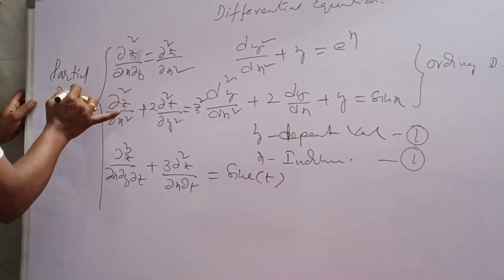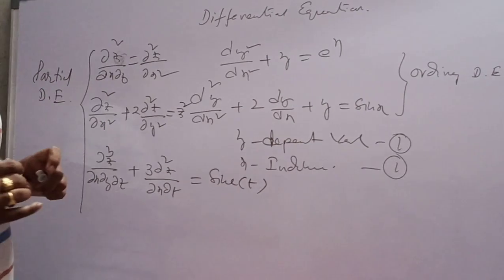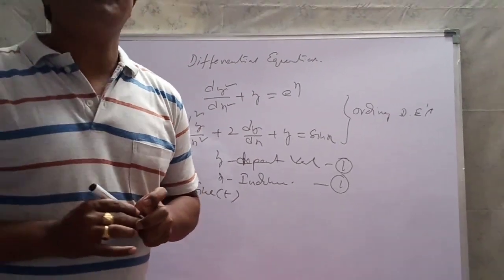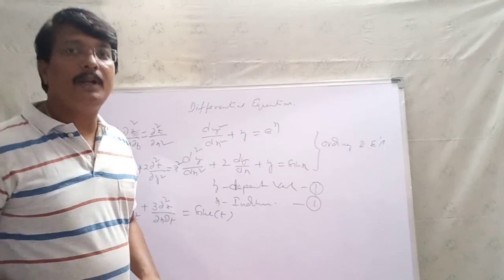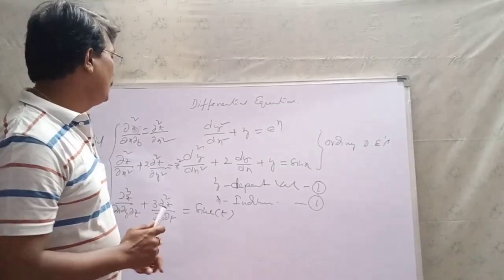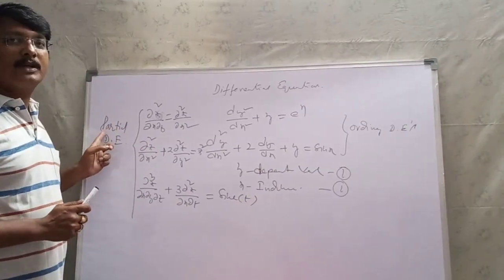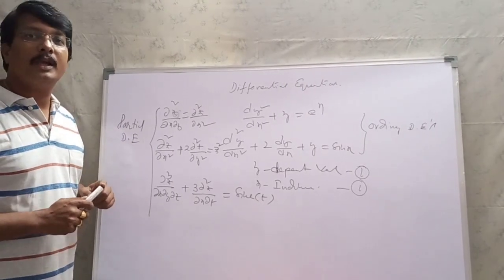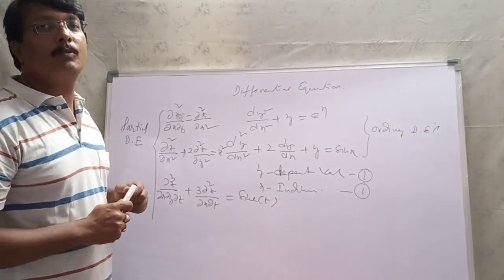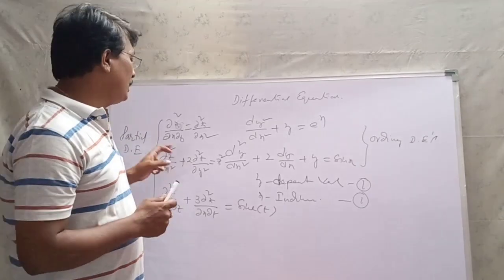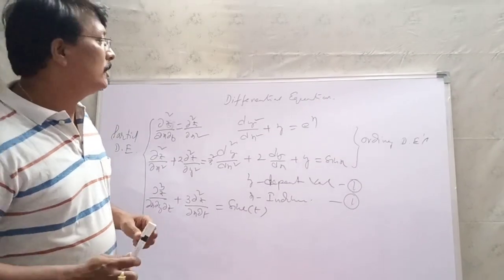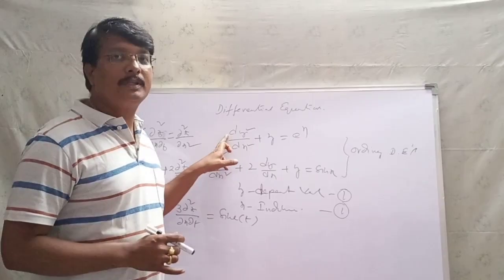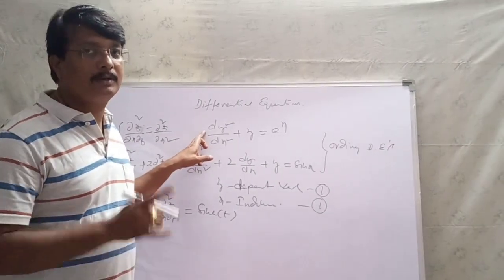Partial differential equations. So differential equations are classified into two types. One is ordinary differential equations, involving one dependent variable and one independent variable. And similarly, a partial differential equation is an equation involving one dependent variable and one or more independent variables. And also you observe here, the highest derivative is dy by dx, one time derivative.